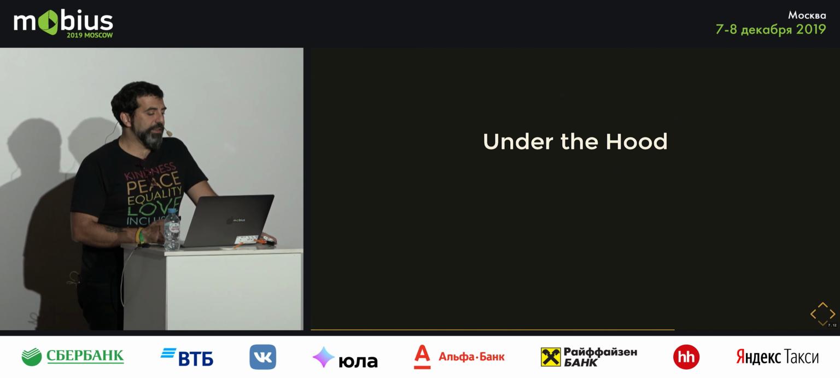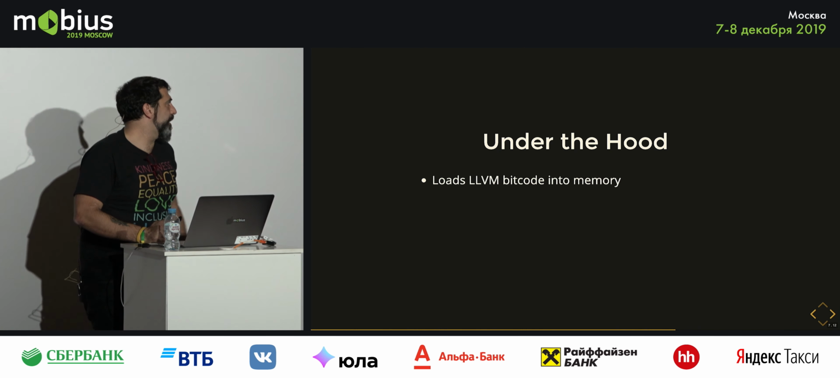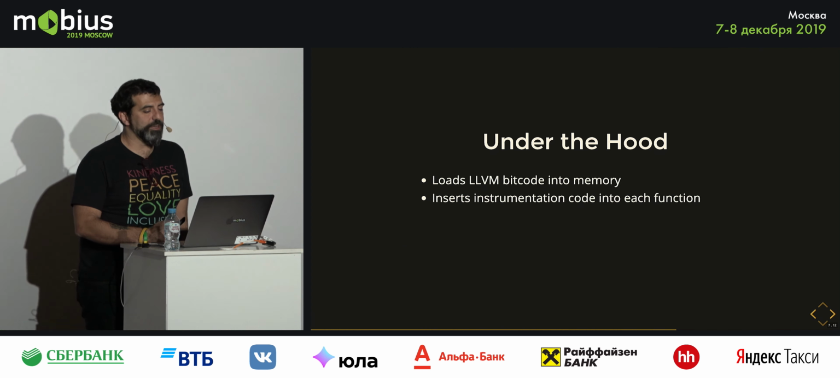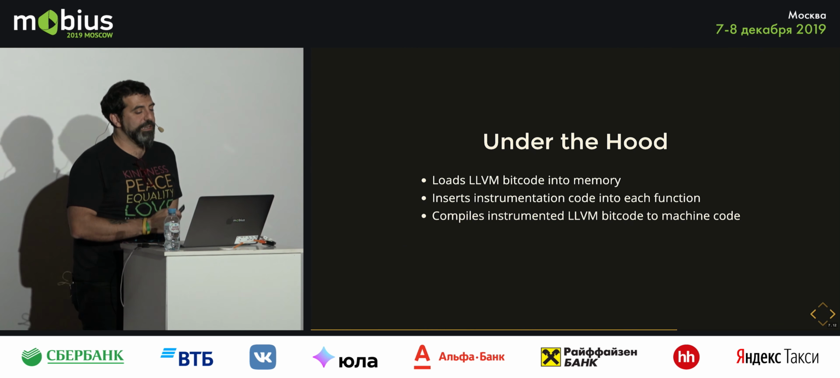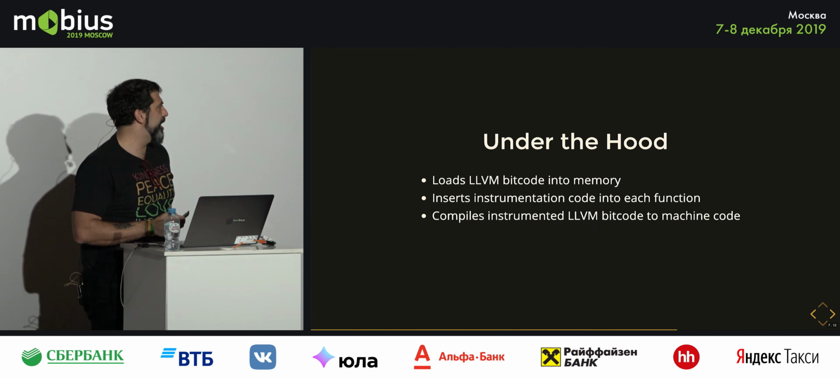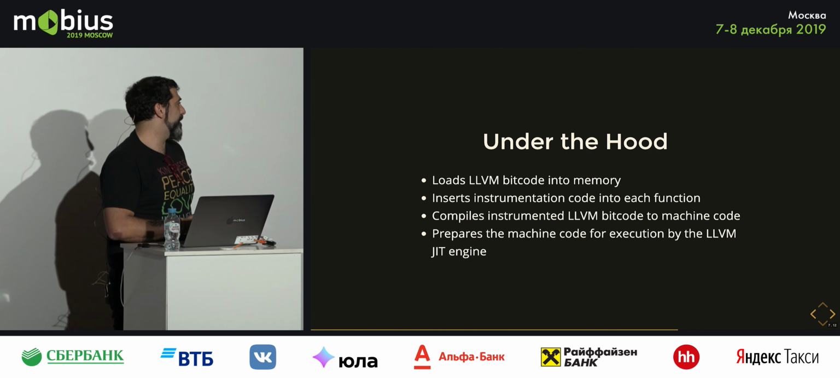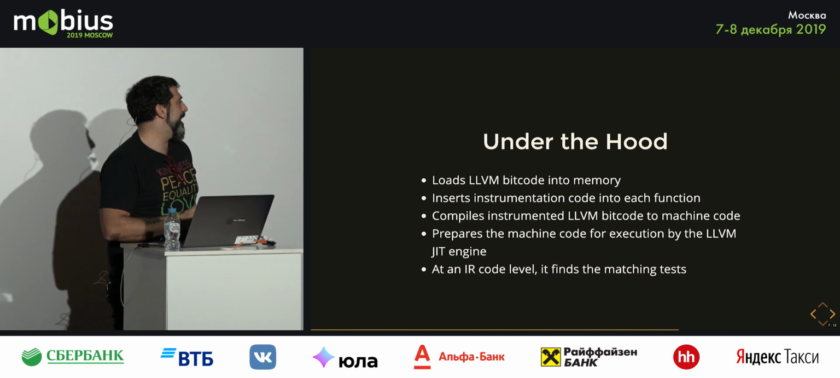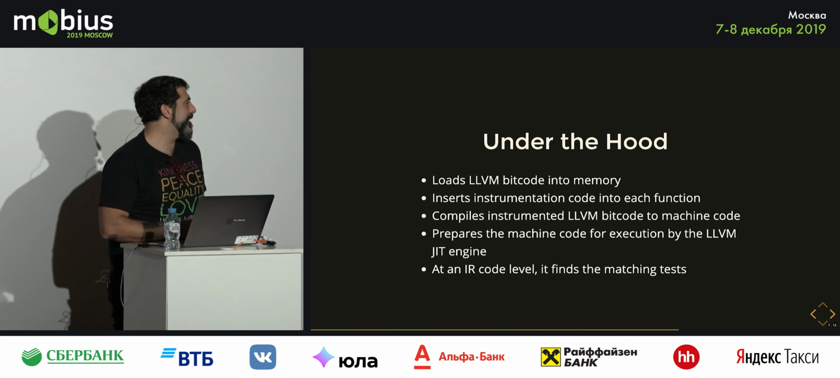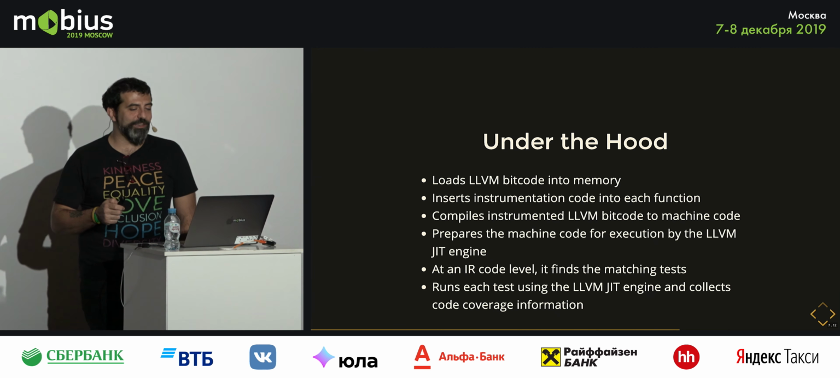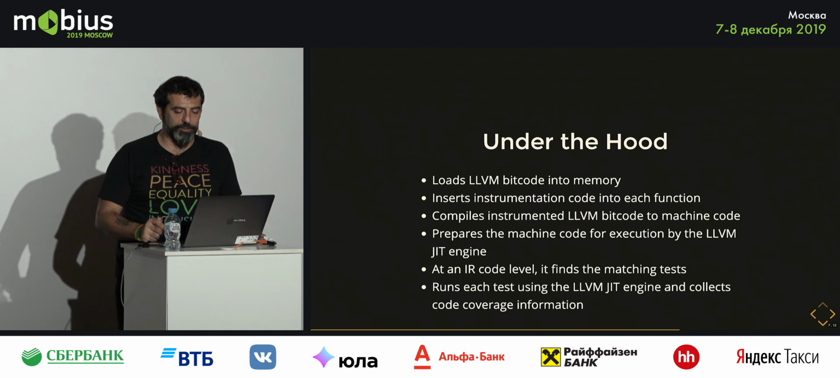Under the hood, it loads the LLVM bitcode into memory, inserts the instrumentation code in each function, then compiles the instrumented LLVM bitcode into machine code, prepares the machine code for execution by the JIT engine, and then at a higher level finds the matching tests, runs each test against the JIT engine, and collects code coverage information.